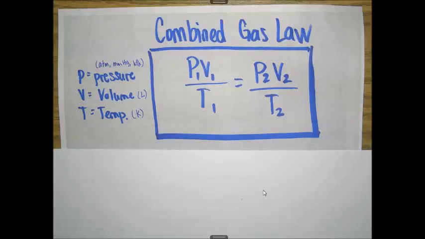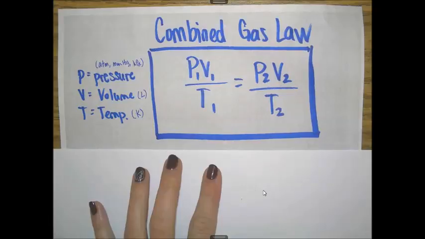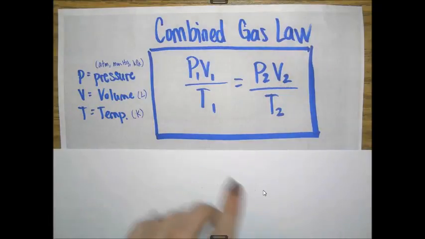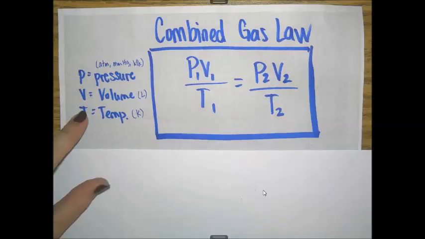Alright, this video is about the combined gas law, and it's going to be a little bit about Charles's and Boyle's law as well. The combined gas law is right here in front of you. You can see that it's P1V1 over T1 is equal to P2V2 over T2, and I have labeled out to the side what each of the variables stand for.